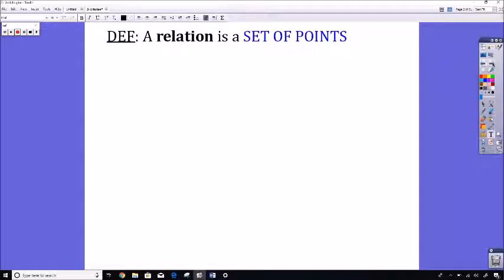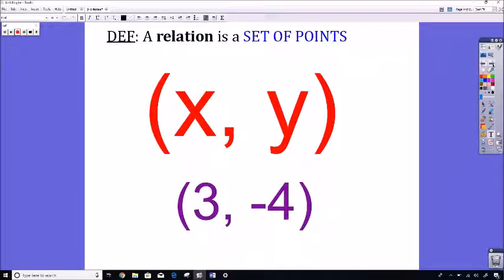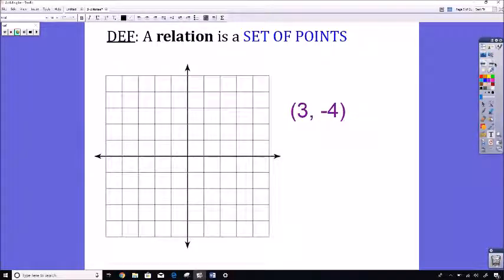So if a relation is a set of points, let's just review a couple things about points. You'll remember that points come as ordered pairs, x comma y. X always comes first, y comes second. So if we have the point 3, negative 4, the x value is 3, and of course the y value is negative 4.